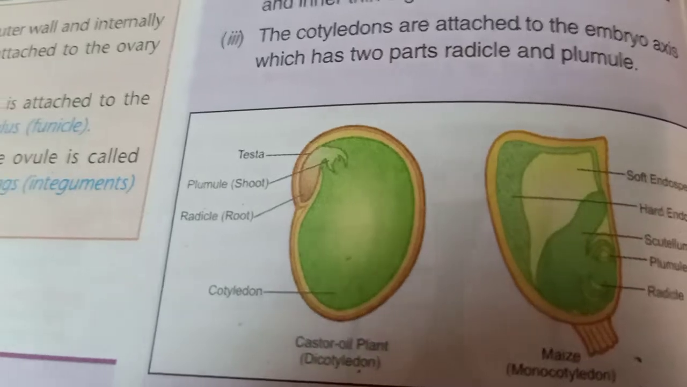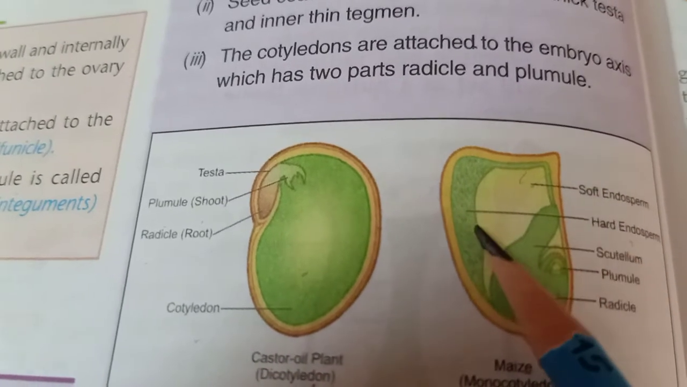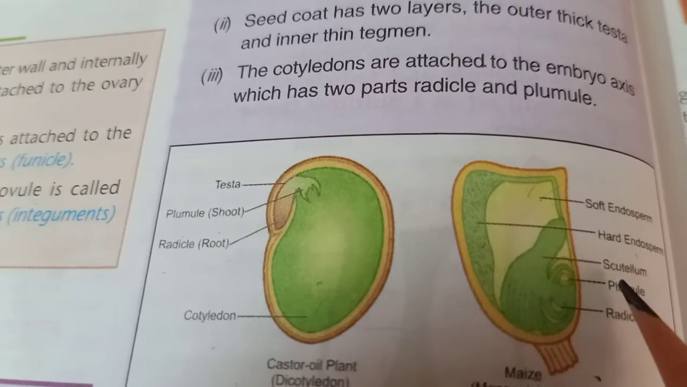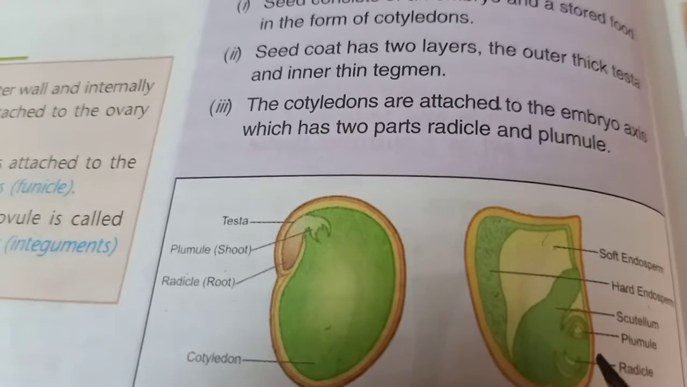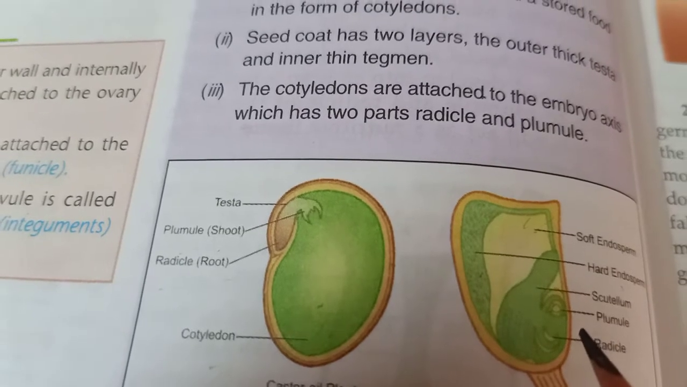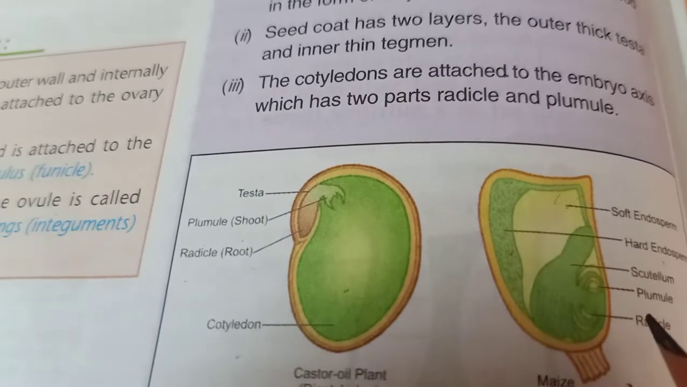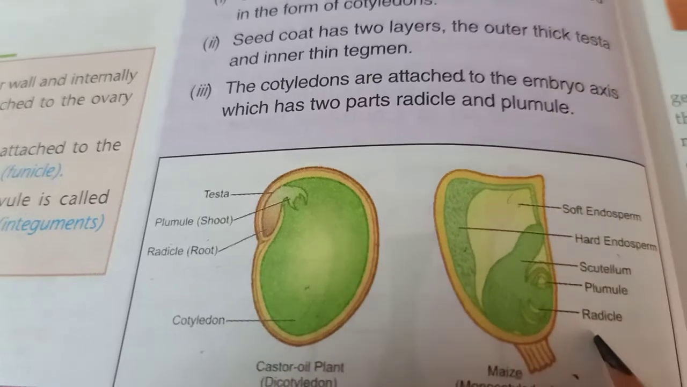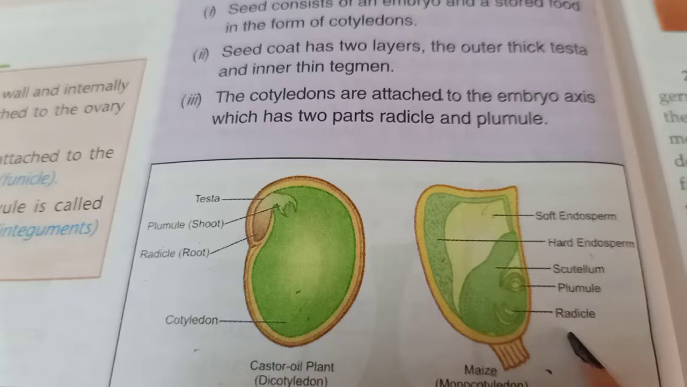Now we see the monocot seed diagram. This part is known as soft endosperm. Then the hard endosperm is there. Then scutellum is there, and scutellum is the modified cotyledon part in the embryo of a seed. Then we can see the plumule. Plumule is again the new shoot, and the radicle is the new root. So this is the diagram of monocot seed.